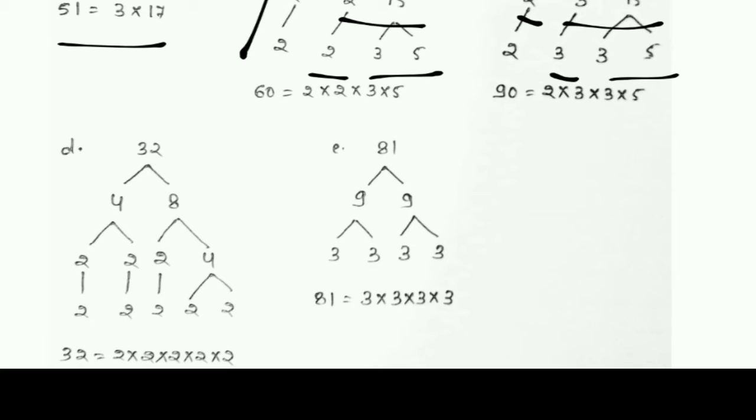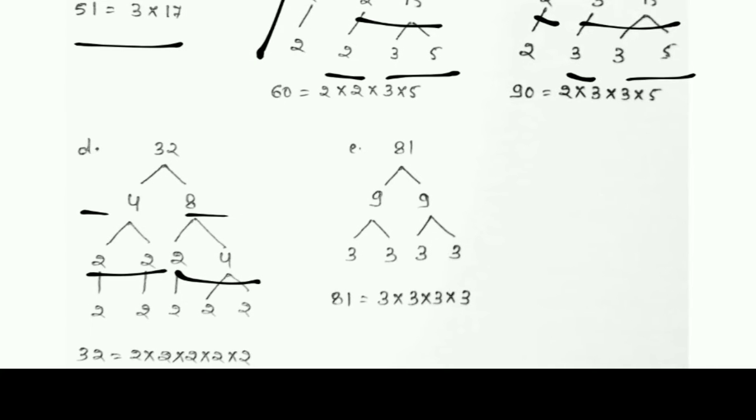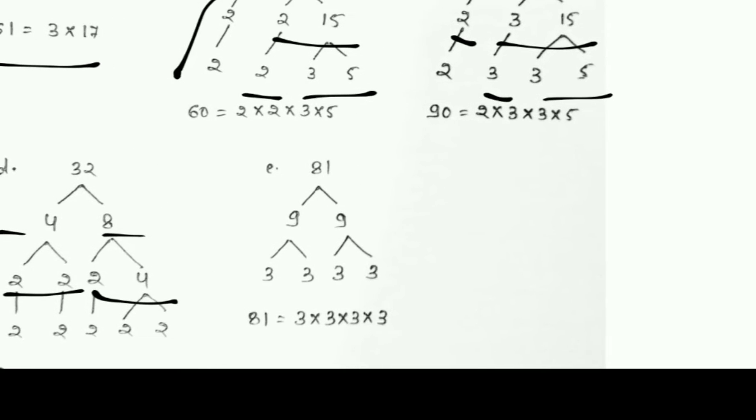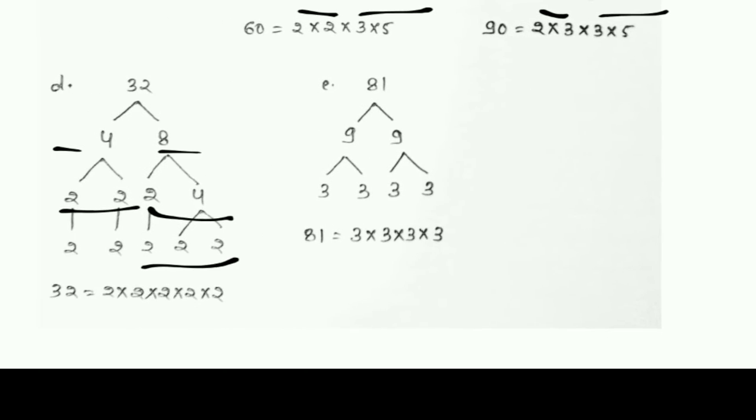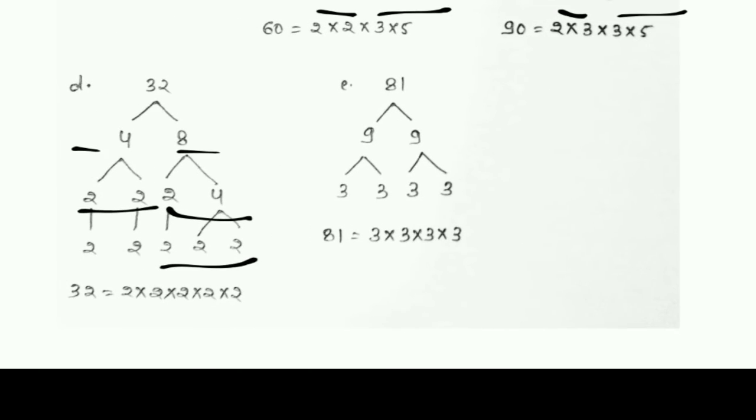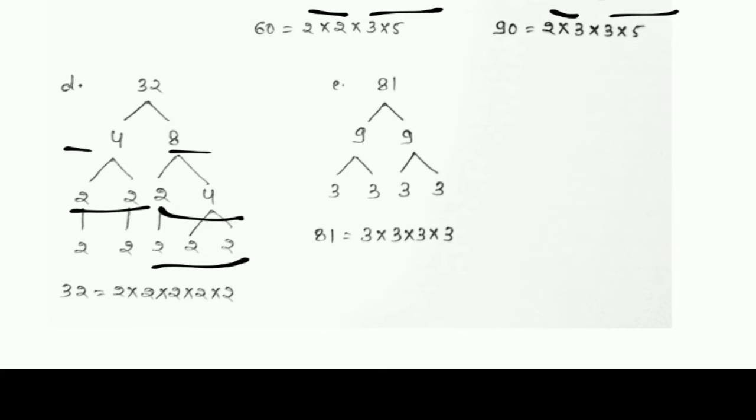32. 32 means 8 into 4. Now this 4 we will write 2 into 2, and this 8 we will write 2 into 4. This 2 remains the same, this 2 remains the same, and this 2 remains the same. So this 4 we will write 2 and 2. Got it? So we have to write like this: 32 equals 2 into 2 into 2 into 2 into 2. Clear? This is the answer.